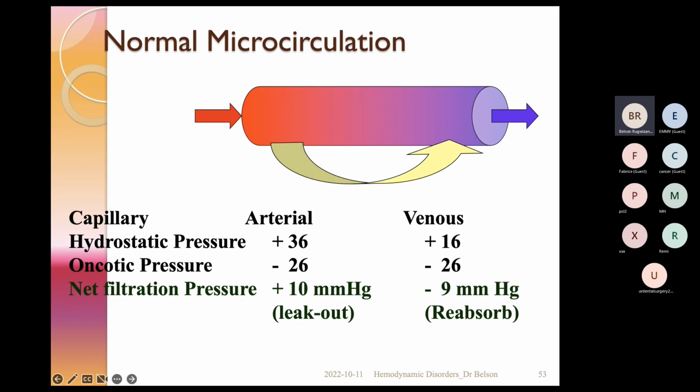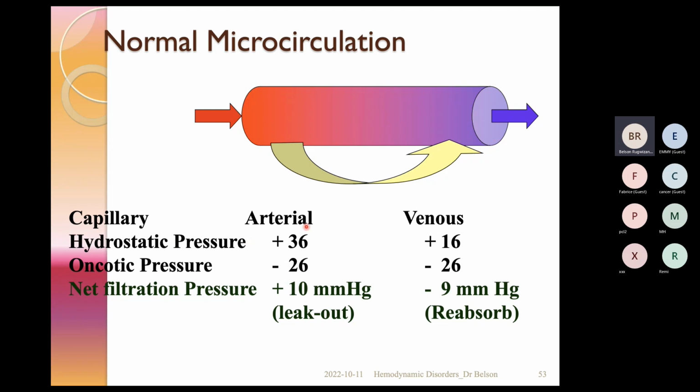So here we have a capillary, arterial end, and venular end. Hydrostatic pressure here is plus 36. Plus means positive. It pushes. Oncotic pressure is minus 26. It's negative because it attracts. So as a result, you have a plus 10, meaning that at the arterial end here, we have a positive pressure. Therefore, the blood will leave the vessel and go outside.